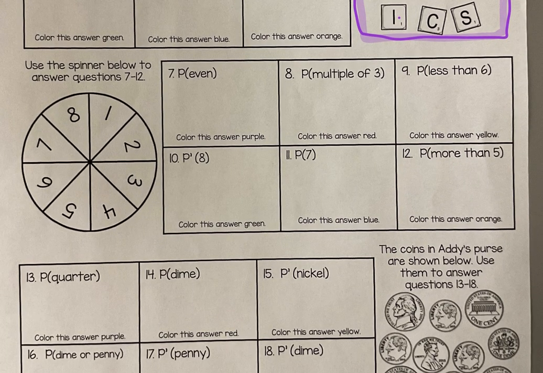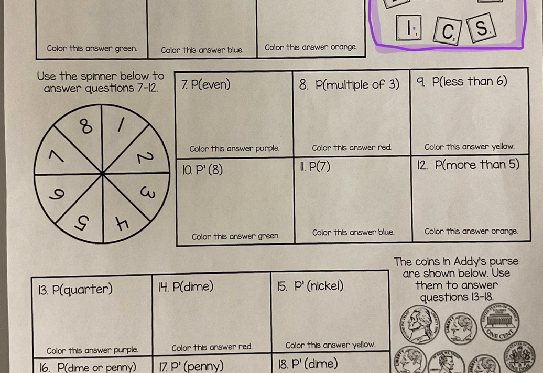All right, let's go down to the spinner. So we will use the spinner to answer questions 7 through 12. All right, I think I'm going to do number 8 with you. It says, what is the probability of getting a multiple of 3?